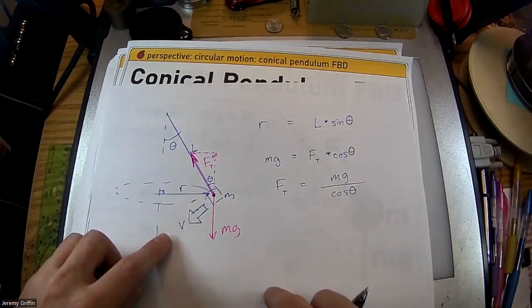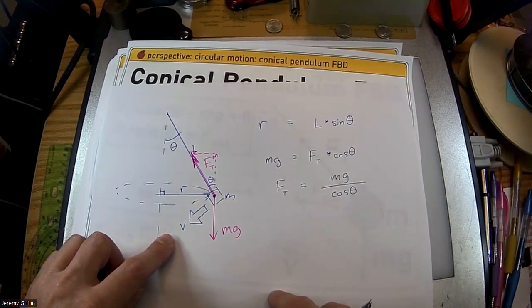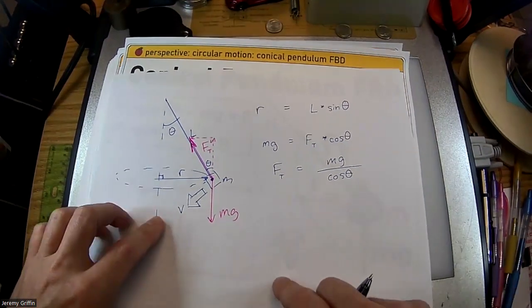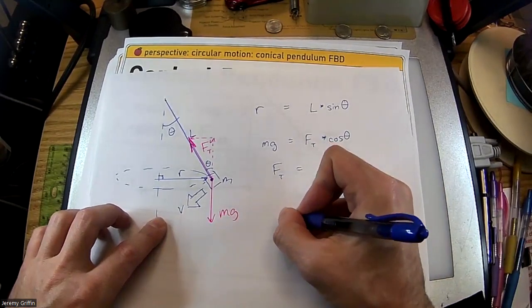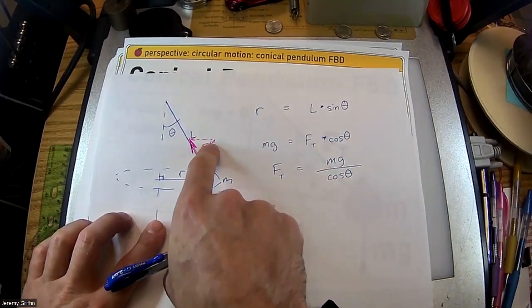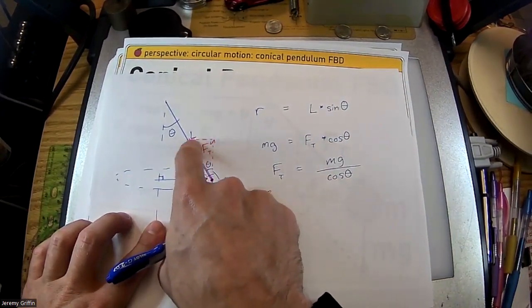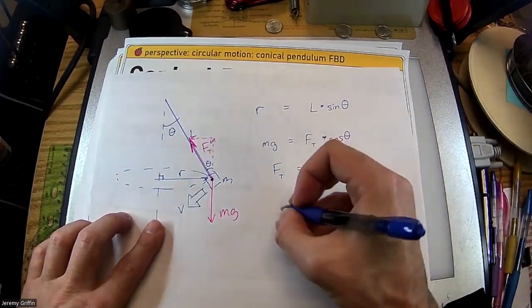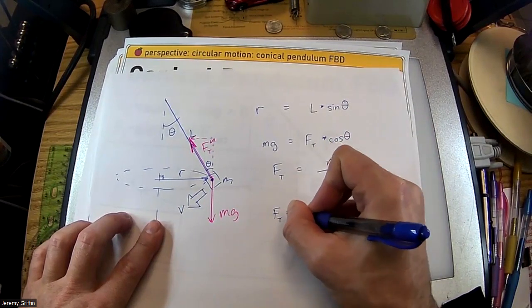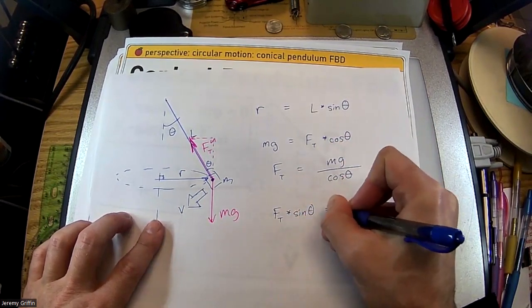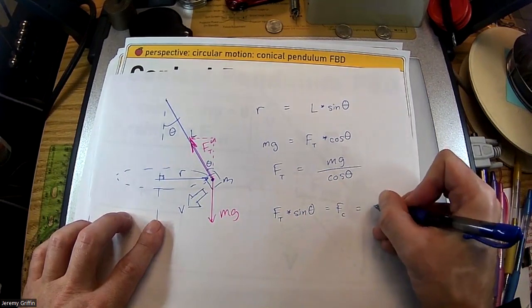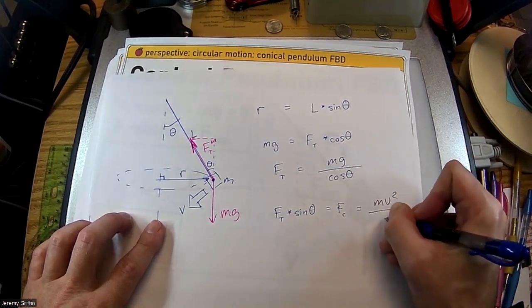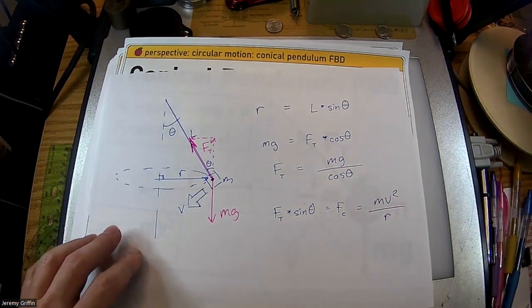How about centripetal force? Could centripetal force be represented by this leg right here? Is that the tension force times sine theta? So F_t sine theta represents the centripetal force. Could that be mv squared over r? So what that would be.